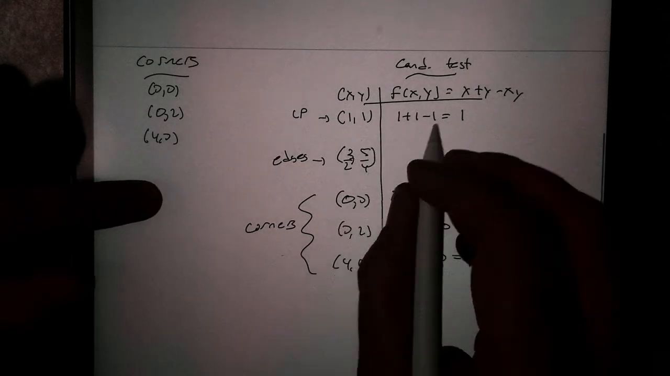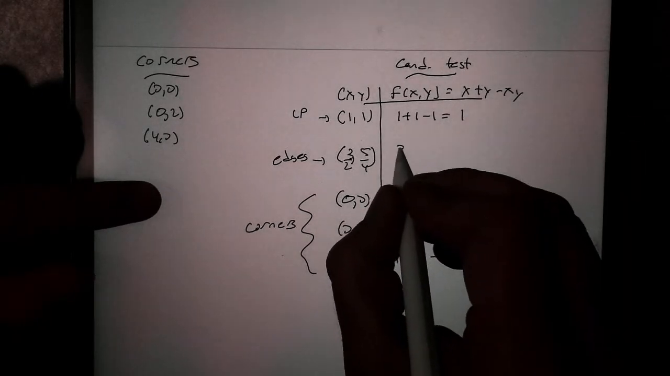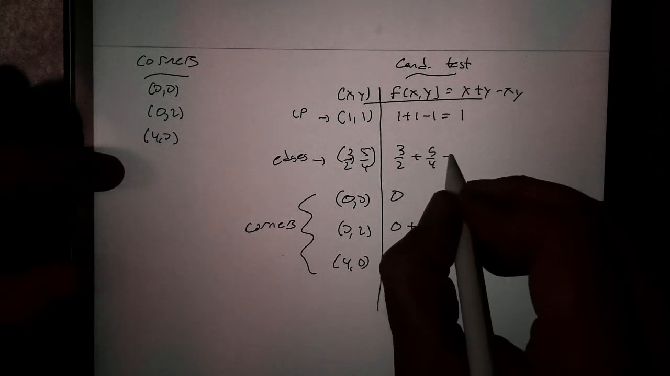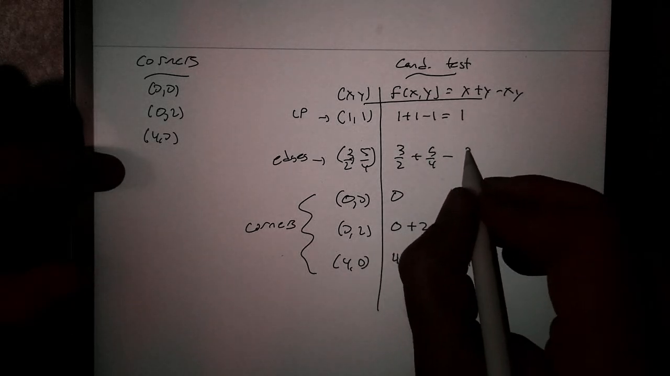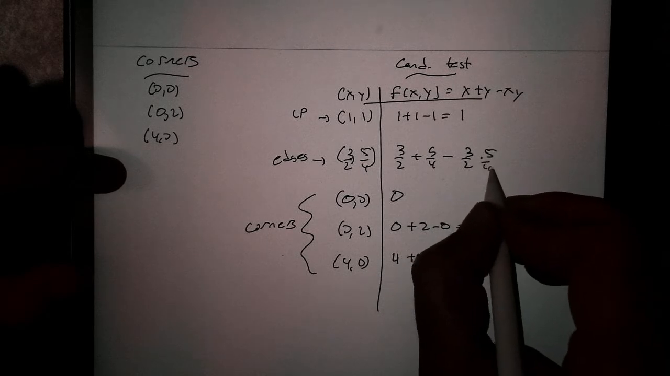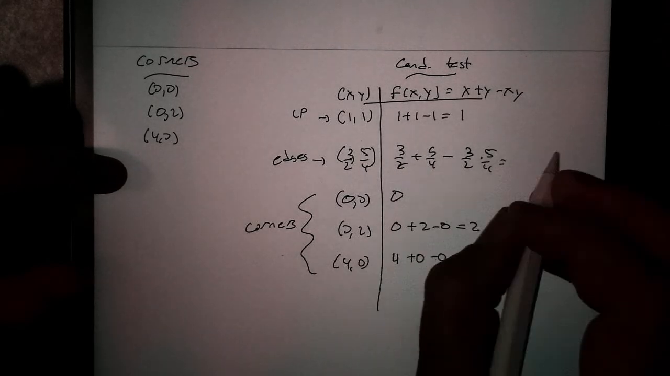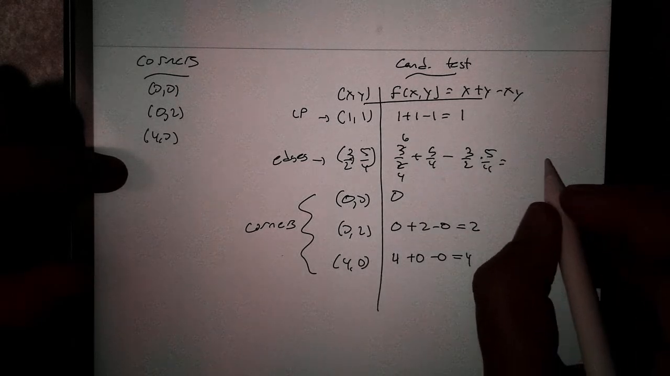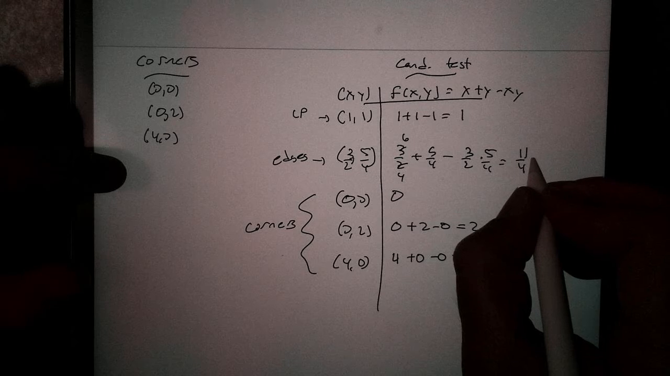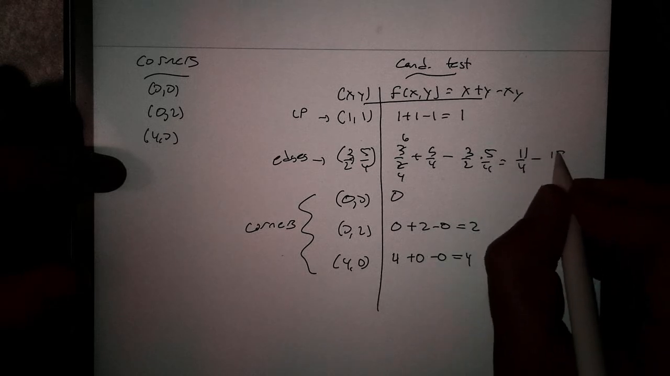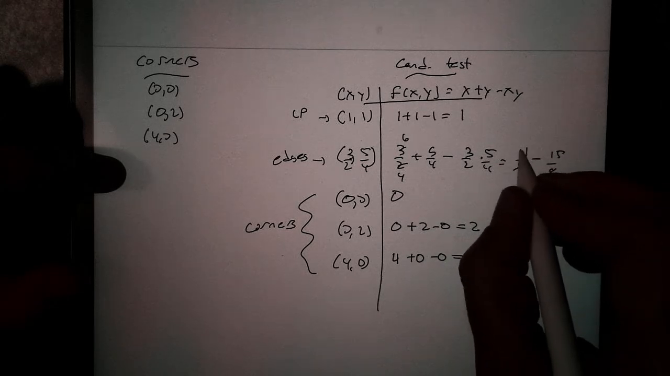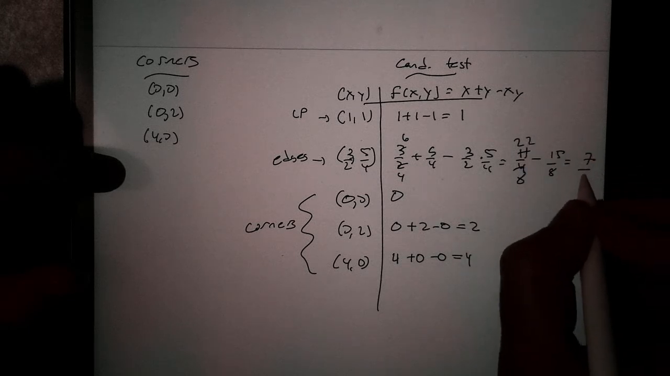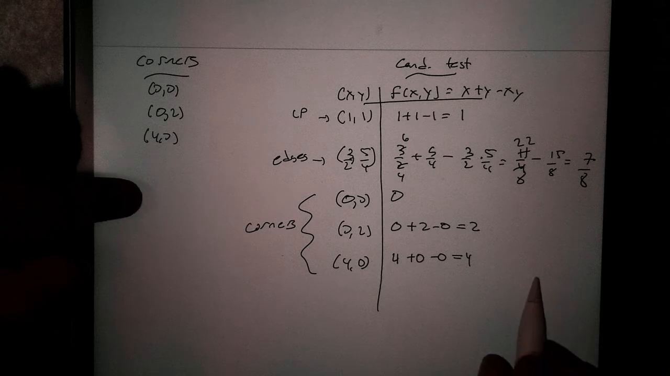And now we just got to plug in our one edge. That's going to be 3/2 plus 5/4 minus 3/2 times 5/4. So let's see if we can do this. That's 4, carry that's a 2, that's a 6, so we're going to get 11/4 minus 15/8. Make that an 8, that becomes 22, so we get, what's that, 7/8. Alright, so not too bad to do.